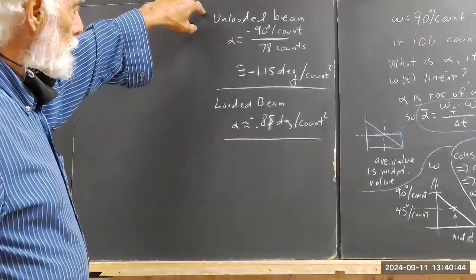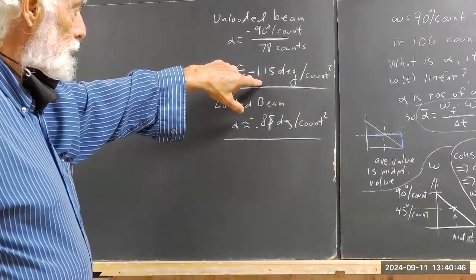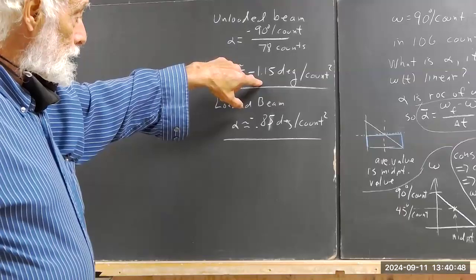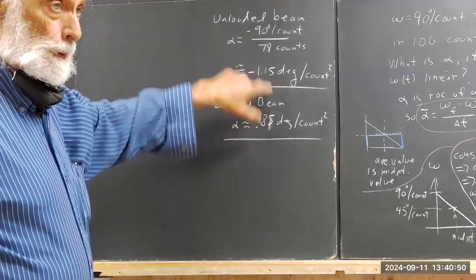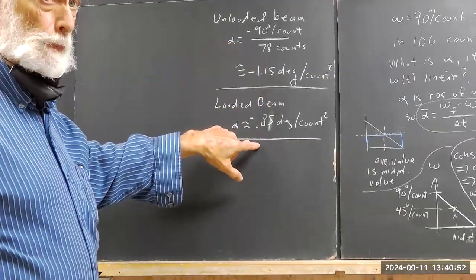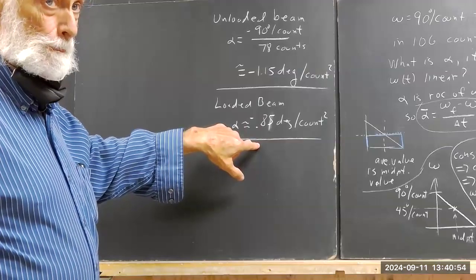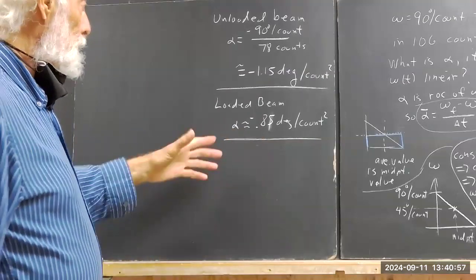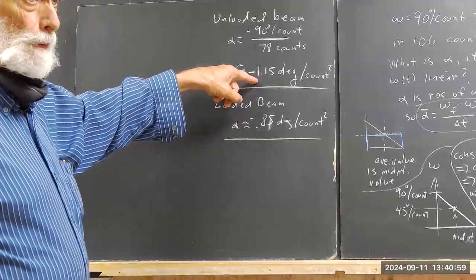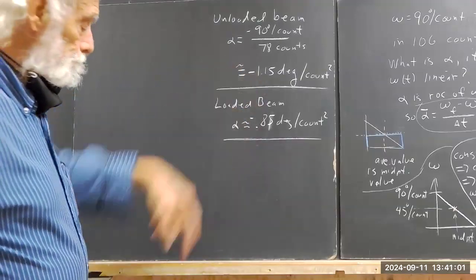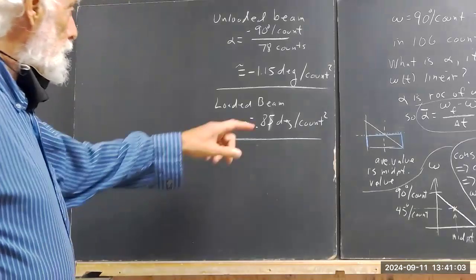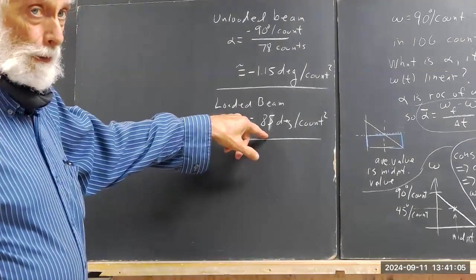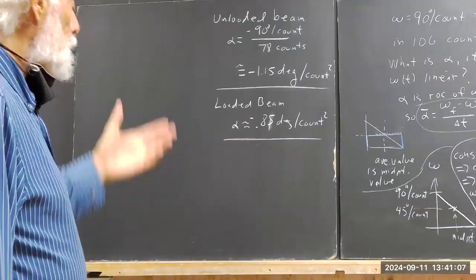So the unloaded beam, same calculation, gives you a greater magnitude of acceleration, meaning this thing is going to slow down faster than this. That makes sense? Because every count, this thing loses 1.15 degrees per count, while this one only loses 0.85 degrees per count.